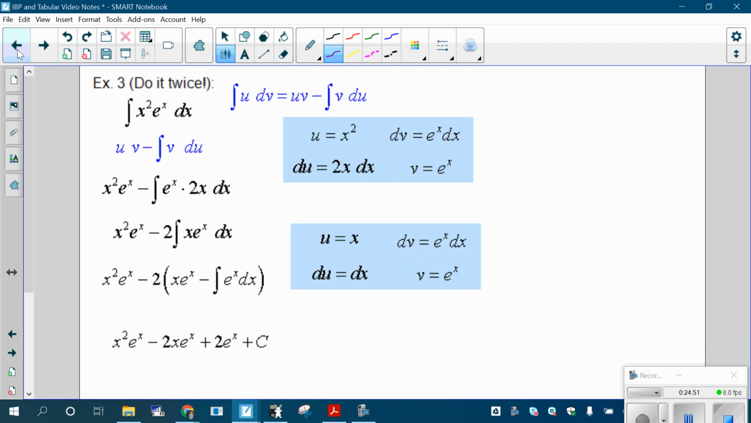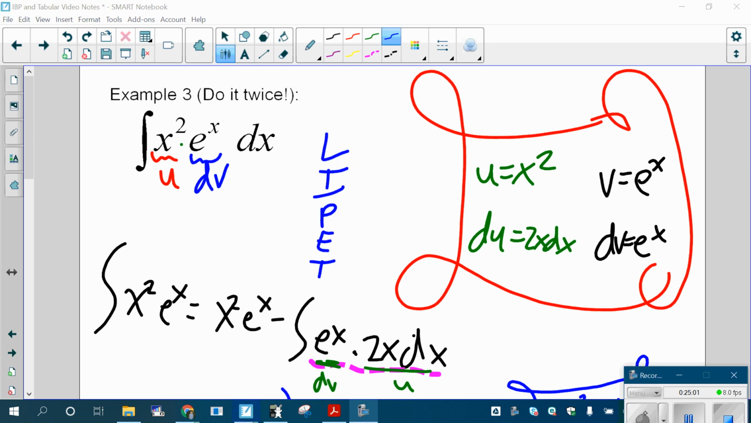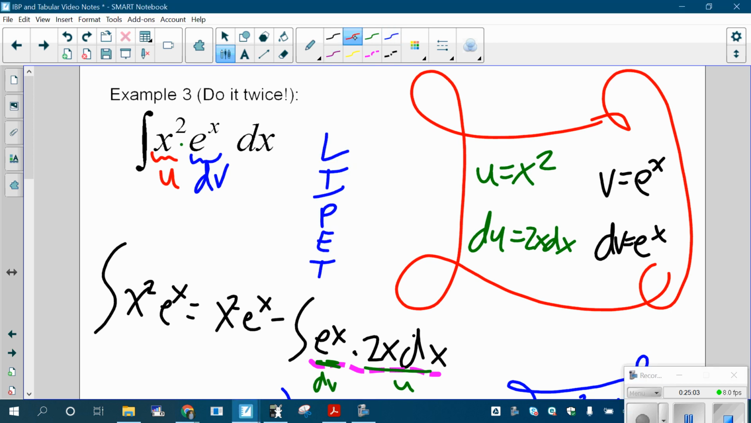Okay, so if you go back here, we were using LIPIT here. I went down my LIPIT really quick. I'll show you. I was trying to pick the u, and I said, is there any natural logs? No. Is there any inverse trig? No. Is there a polynomial? Yeah, x squared. I'm picking that as u. I didn't pick the exponential because that's below. So once I picked that my u was x squared, whatever is left becomes the dv.